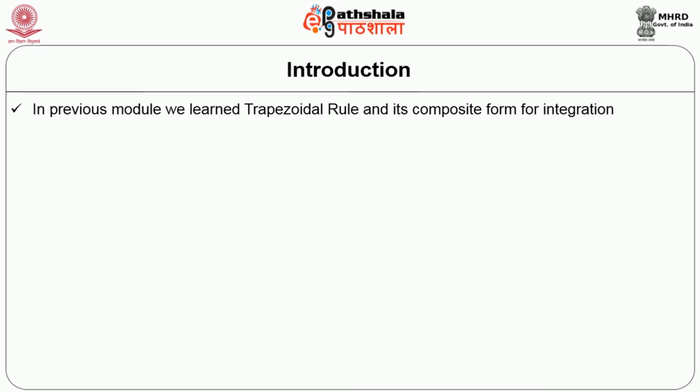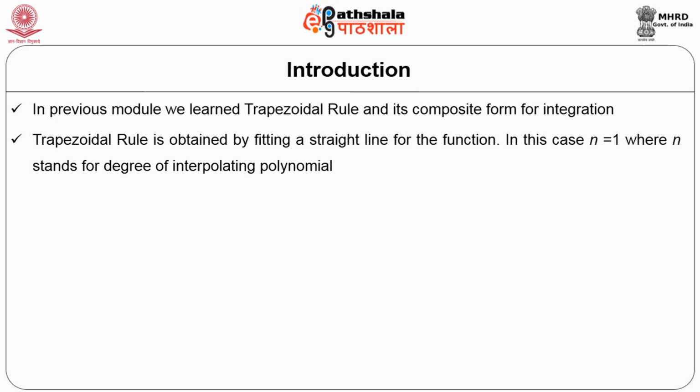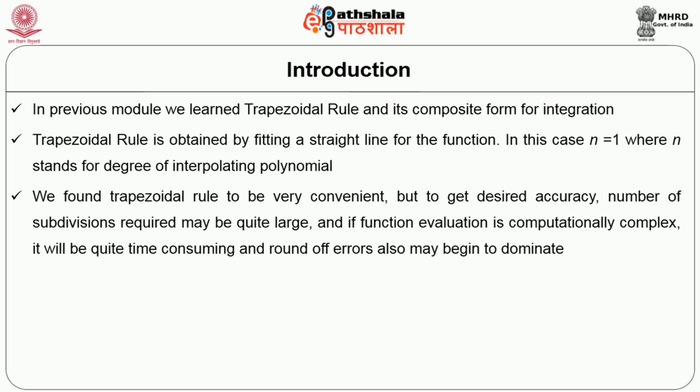In our previous module, we learned about the trapezoidal rule as a particular case of Newton-Cotes integration formulas. The trapezoidal rule was obtained by approximating the function by a straight line, that is, the n equal to 1 linear polynomial, and this linear polynomial was integrated to get the estimate of the integral. We found the trapezoidal rule to be very simple and convenient to apply, and to increase the accuracy we applied the composite form of the trapezoidal rule.